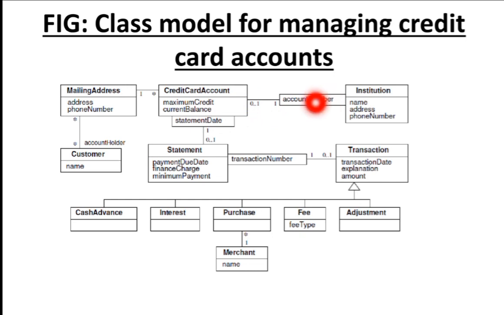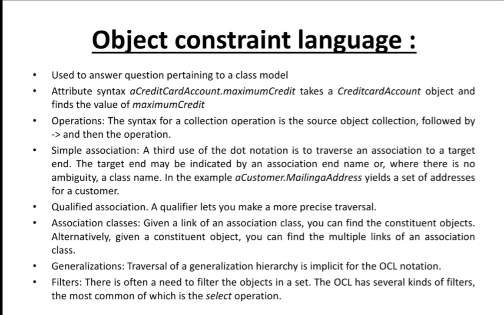What I did here, I introduced a qualified account number. I reduced the multiplicity from many to one, right? So I can use qualified associations also.